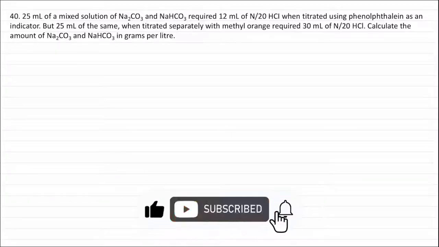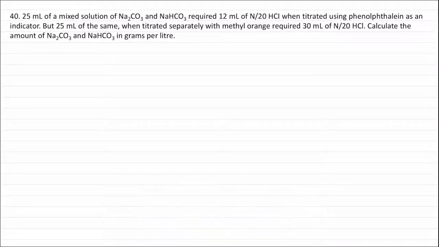Question 40. 25 milliliter of a mixed solution of sodium carbonate and NaHCO3 required 12 milliliter of N/20 HCl when titrated using phenolphthalein as an indicator, but 25 milliliter of the same when titrated separately with methyl orange required 30 milliliter of N/20 HCl. Calculate the amount of Na2CO3 and NaHCO3 in grams per liter.